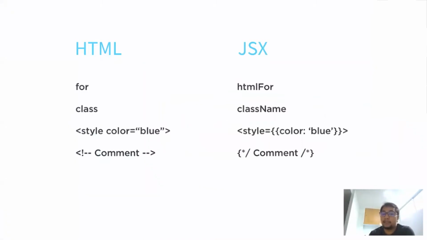If we use the class attribute in HTML, in JSX, that means JavaScript XML, we use className instead of class. And if we use for in HTML, then in JSX we use htmlFor. Okay, that's a basic introduction about React.